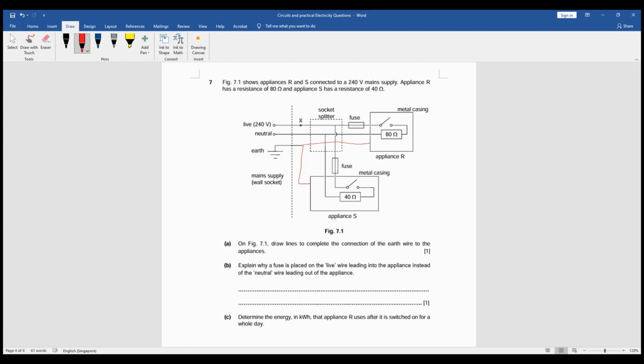Oh, socket splitter. So you should go through a socket splitter. If not, how is it going to touch? Okay, wait. Let me see. I don't know whether they're going to penalize you if you don't follow the socket splitter. Alright, so maybe like that. Go through here, touch. Yeah.